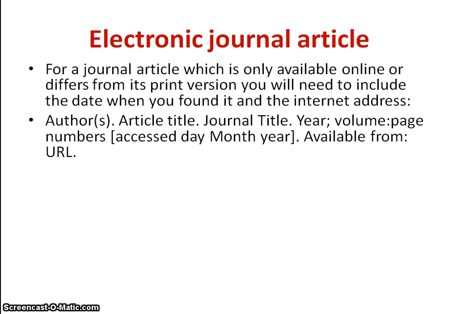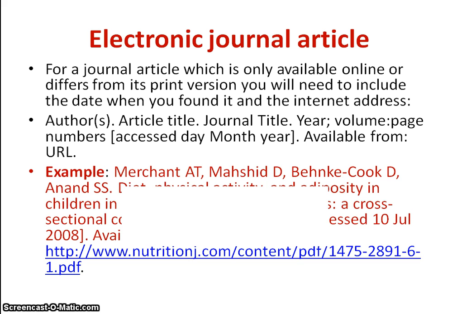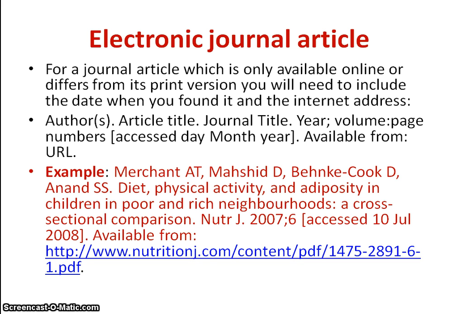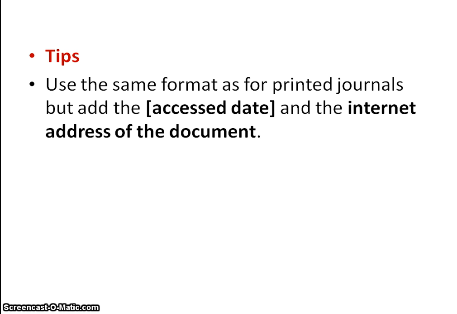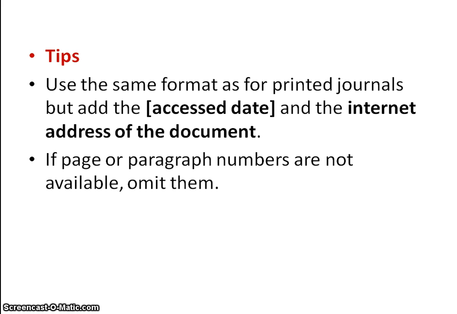So write author or authors, full stop, article title, full stop, journal title, full stop, year, semicolon, volume, colon, and page numbers, and then cited day, month, year, and available internet address. And this is one of the examples. Some important points: use the same format as for printed journals, but add the cited date and the internet address of the document. If page or paragraph numbers are not available, omit them.